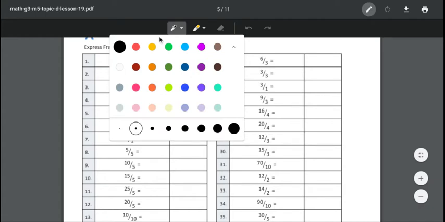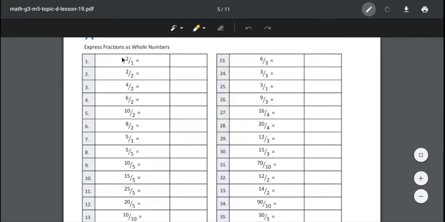So this 2 is the numerator, right? So we're going to take that 2 and we are going to make it the dividend. Now the division symbol, which is the slanted line or the fraction line, could turn into our division symbol. Now the denominator is going to come over here and be our divisor. So this 2 over 1 is actually 2 divided by 1.